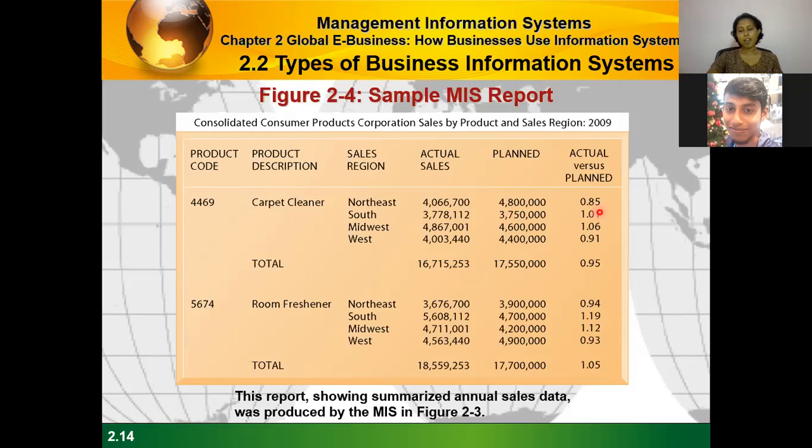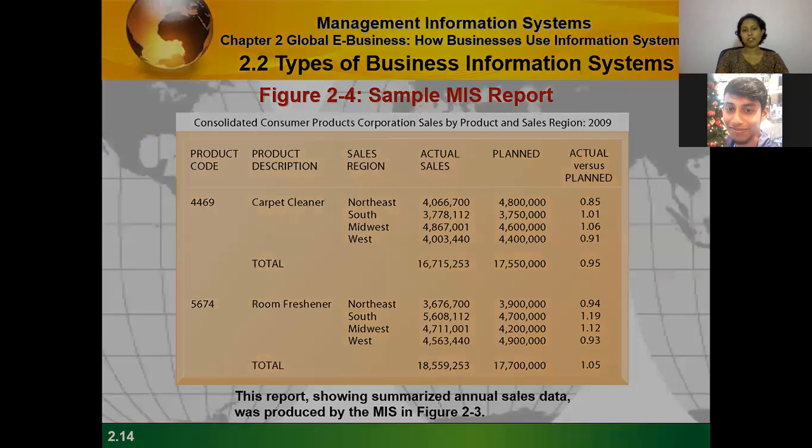So 0.85 means we haven't achieved the 100%, right? But in the southern region, we have exceeded our targets. So likewise, useful decisions can be made by management by looking at the information provided by the management information system reports. So that is about the Management Information Systems report.